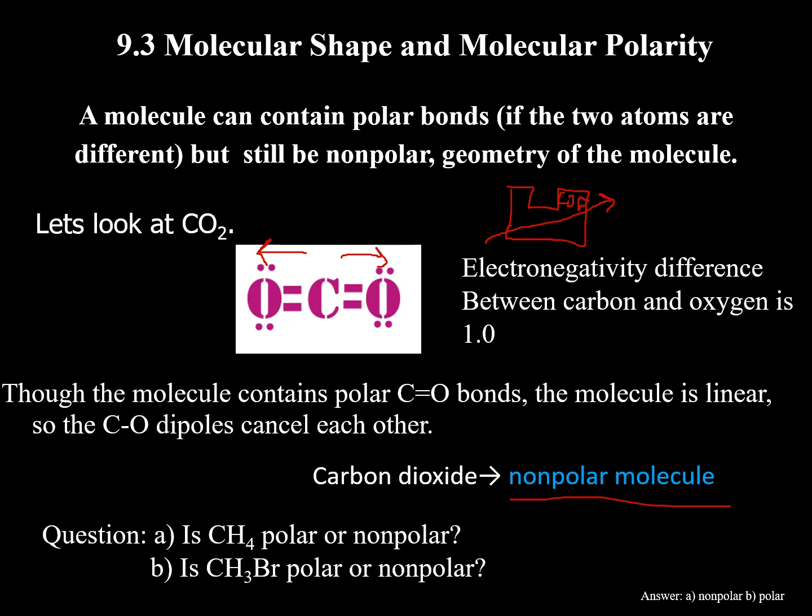Let's take a look at the question here. CH4, is it polar or non-polar? The difference between the carbon and the hydrogen is 0.4, so it's a non-polar bond. And they also cancel each other out, so this would be a non-polar molecule. If we replace one of those H's with a Br, this would become a polar molecule, and they would pull towards the bromine.